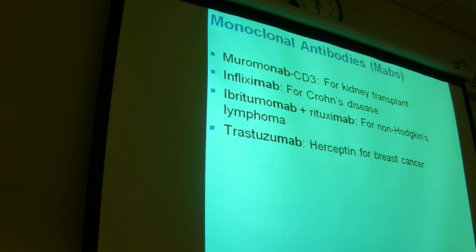Okay, so sometimes these monoclonal antibodies can be directly used as medication. If you ever see a drug, not the advertised brand name, but the actual chemical name of the drug, anything that ends in mab is a monoclonal antibody. A lot of these are for different types of cancers, for kidney transplant. These are just monoclonal antibodies that are made and injected into patients as actual medication.